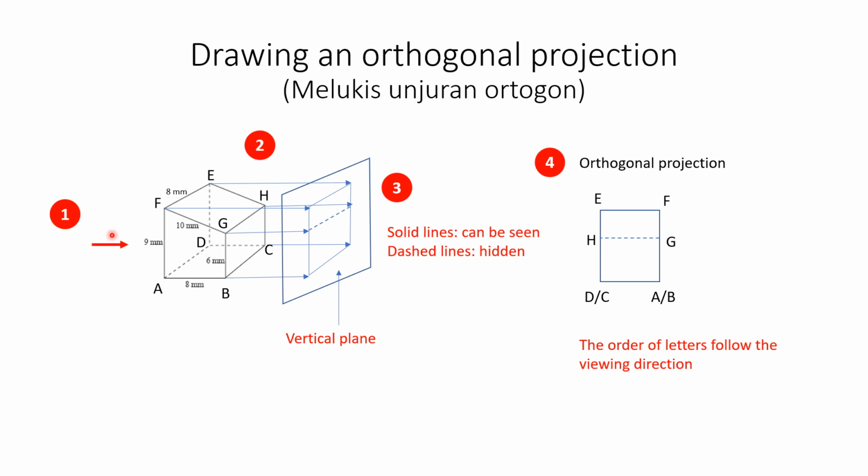So as viewed from this direction, you should view here, so you should write D, after that C, and A, then B. You should not do it in reverse. And label the side length. That's it, an orthogonal projection is complete.